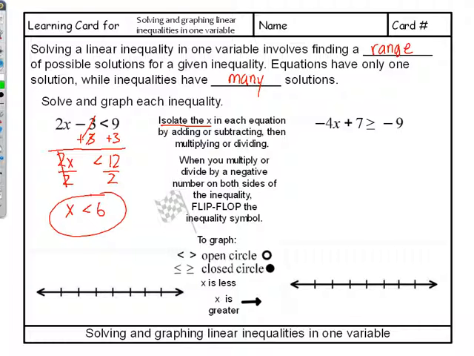So this is saying that x can be any number less than 6. So I'm going to go to my number line. I'm going to put 6, 7, 8, and then of course it's 5, 4, 3, and so forth.